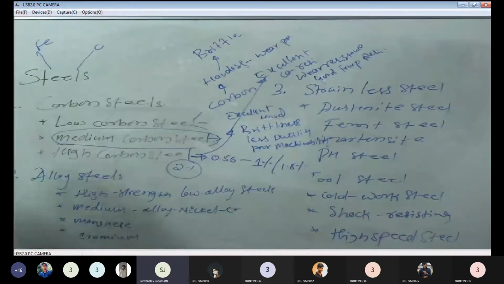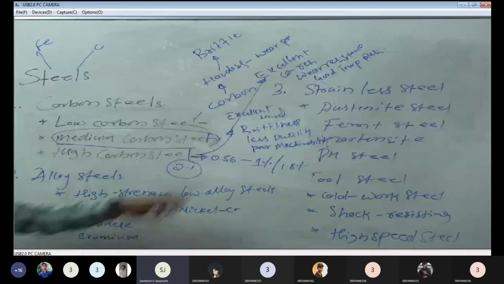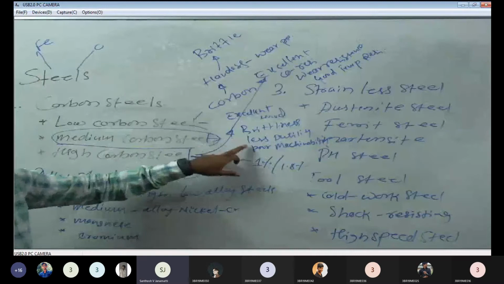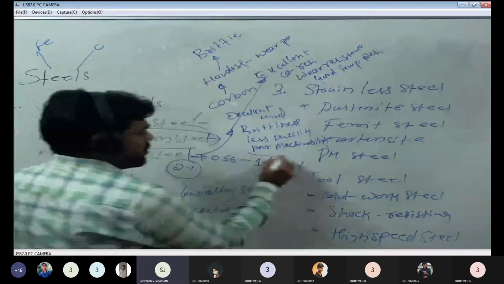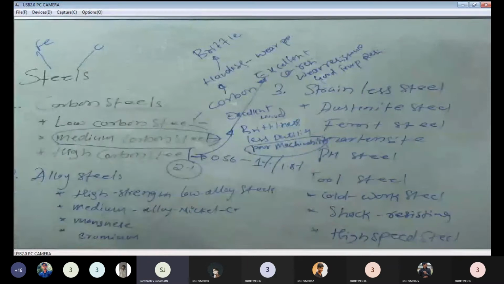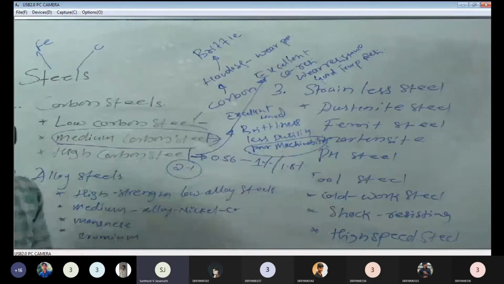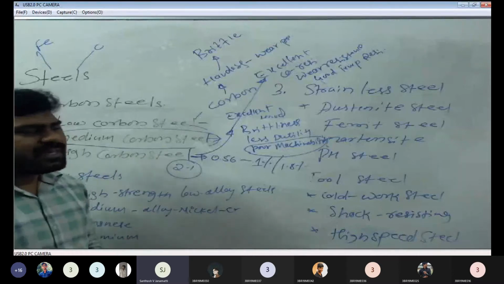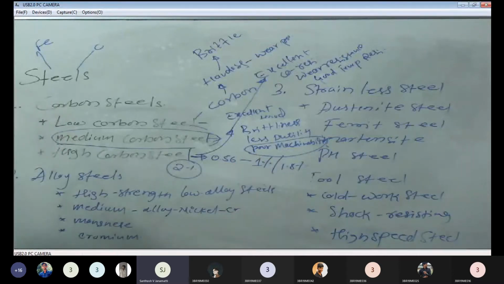These are the properties of the high carbon steel. Then where exactly can I use it? These two conditions you can remember: less ductility and poor machinability. Once it is poor machinability, then these kinds of steels are not suitable for making something, meaning constructing some component. These are not suitable because poor machinability means we cannot easily form it into any shape, because this is a very hard material.